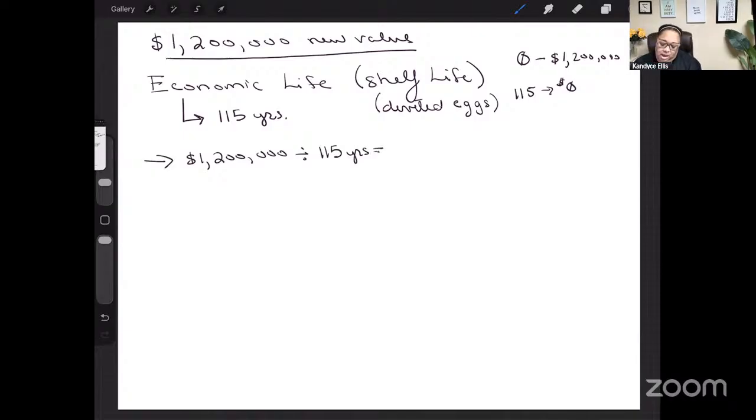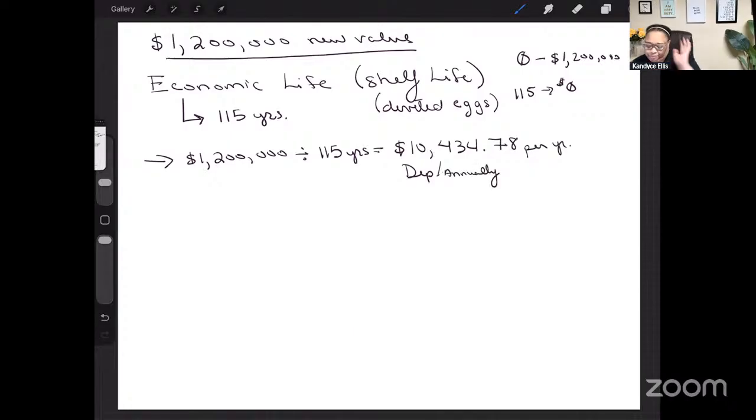So handy dandy calculator, 1,200,000 divided by 115 means you're losing, of course, it's some weird number. It's $10,434.78 per year. That's your depreciation annually.